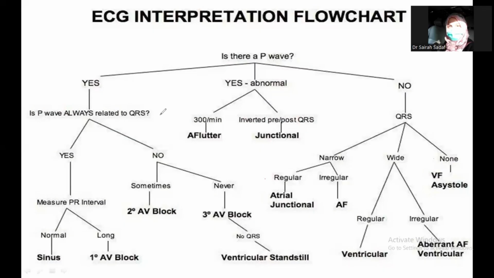Now let's divide this into different parts. First of all, this one is over here, this part, and then this part. So this slide has 3 parts. First of all, when you look at the ECG, after all the things like rate, rhythm, you have to look for the P wave. Is P wave there? Yes. No. Yes, but P wave is abnormal.